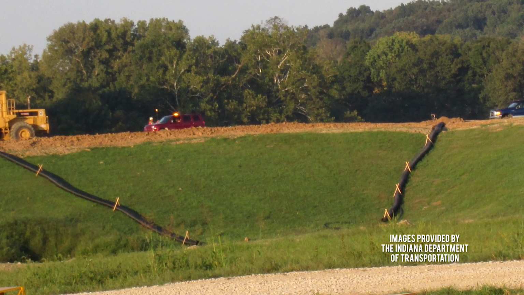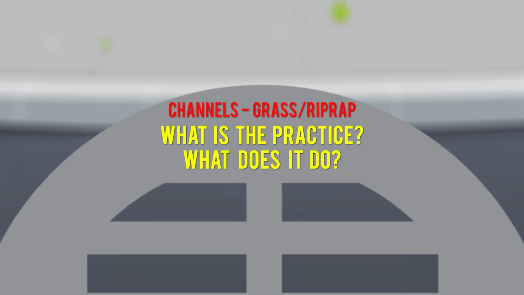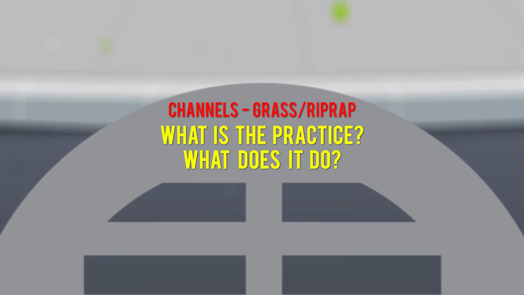Check the outlet for erosion or sedimentation. Channels, grass, and riprap lined. What is the practice? What does it do?